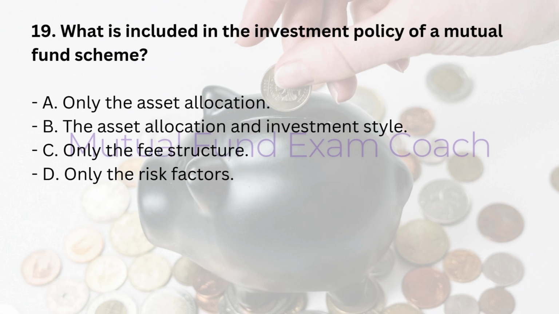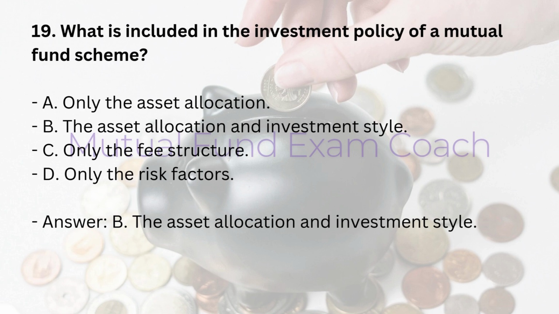19. What is included in the investment policy of a mutual fund scheme? A. Only the asset allocation. B. The asset allocation and investment style. C. Only the fee structure. D. Only the risk factors. Answer: B. The asset allocation and investment style.